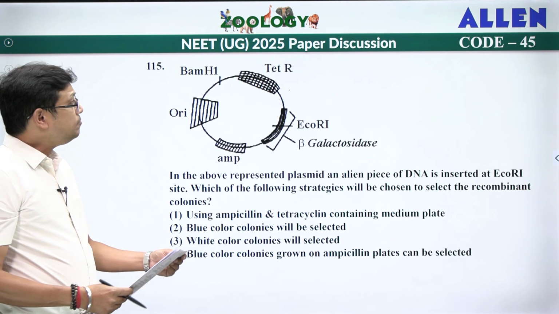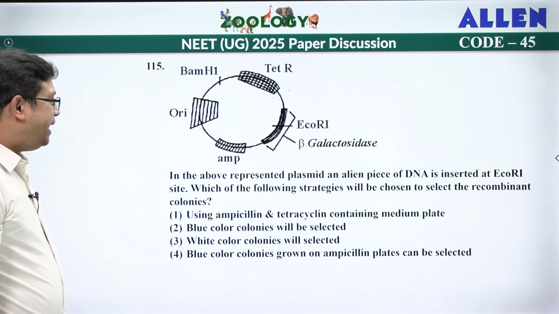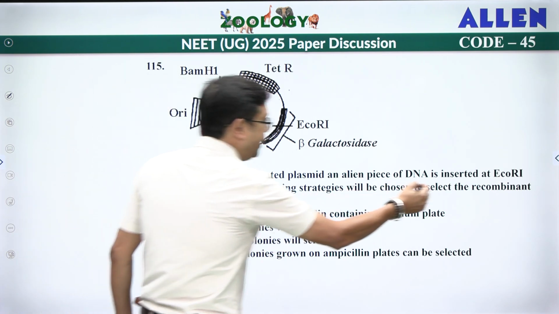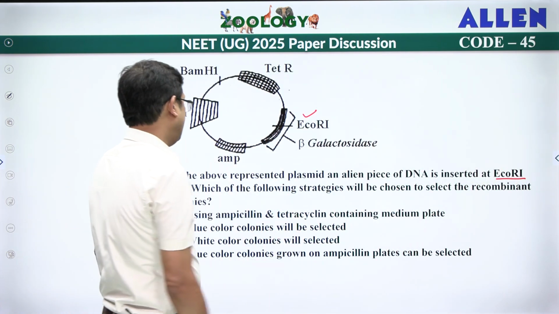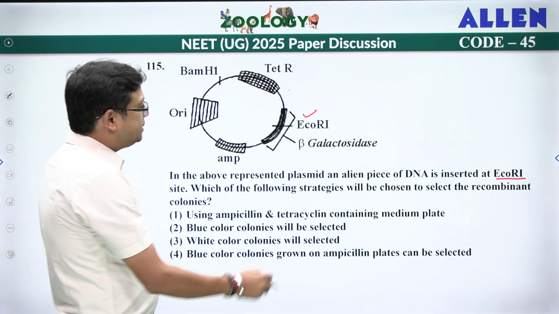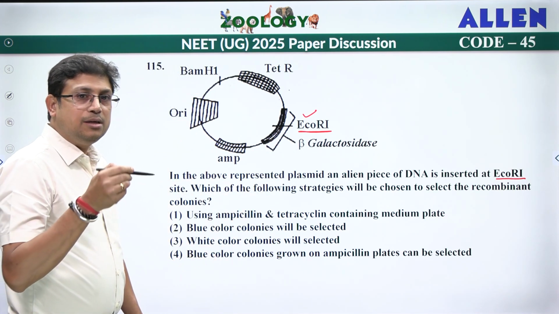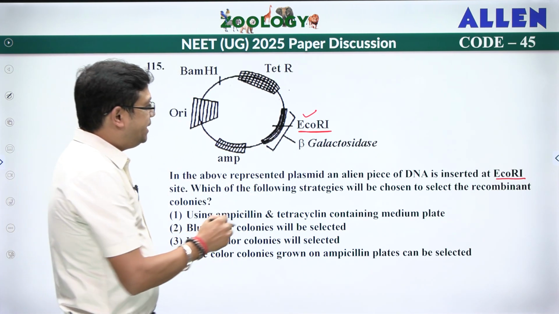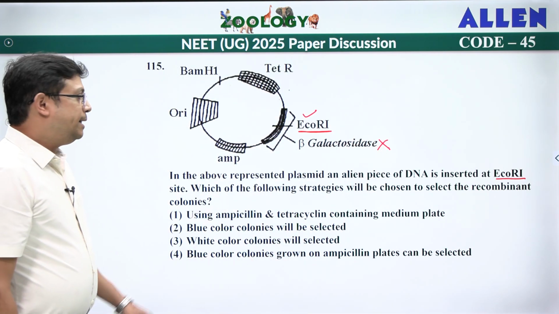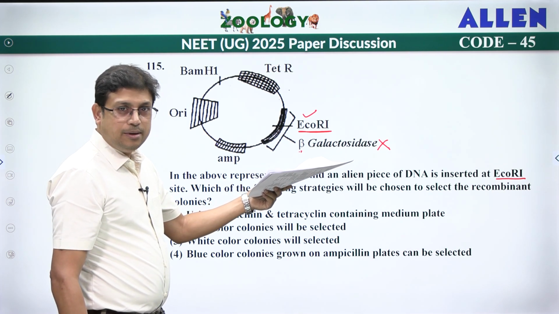Next. Okay, so here is the diagram. In the above represented plasmid, an alien piece of DNA is inserted at the ECO-R1 site. Okay, here is the ECO-R1 site. Which of the following strategies will be chosen to select the recombinant colony? If you use the ECO-R1 site to insert your gene of interest, that means you are destroying the beta-galactosidase gene. That means the beta-galactosidase gene is not present in your recombinant, right?